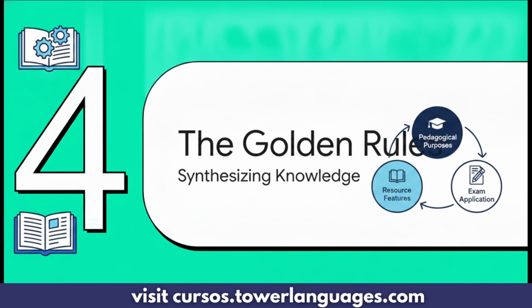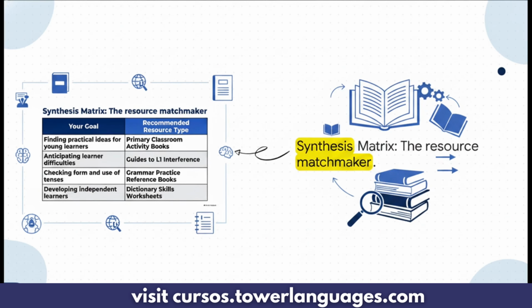Finally, we arrive at Section 4, the Golden Rules, synthesizing your knowledge for the TKT. To succeed on the TKT, you essentially need to become a resource matchmaker. The exam will test you heavily on your ability to pair a very specific teaching goal with the exact right resource type. It's all about application here, not just memorizing definitions. So understanding this synthesis matrix is absolutely key.